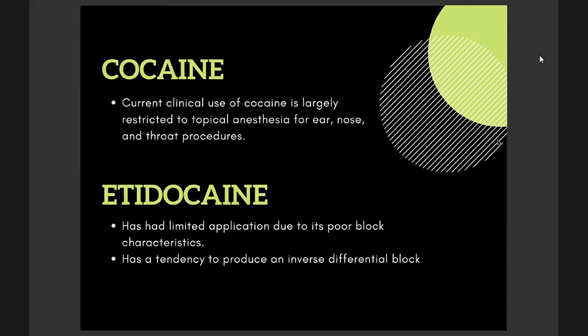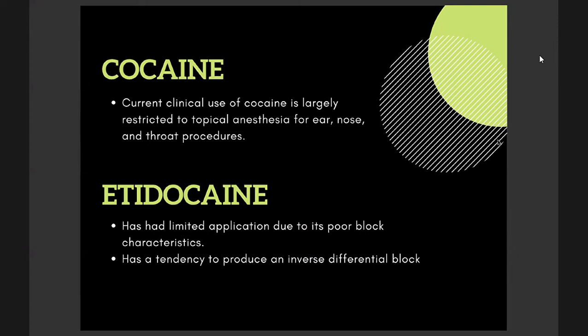Now we have cocaine. Current clinical use of cocaine is largely restricted to topical anesthesia for ear, nose, and throat procedure. Because when you use cocaine topically, because of its vasoconstrictive property, it decreases bleeding. So that is one advantage. When you have surgery at the ear, nose, and throat, because of its vasoconstriction, it would decrease bleeding.